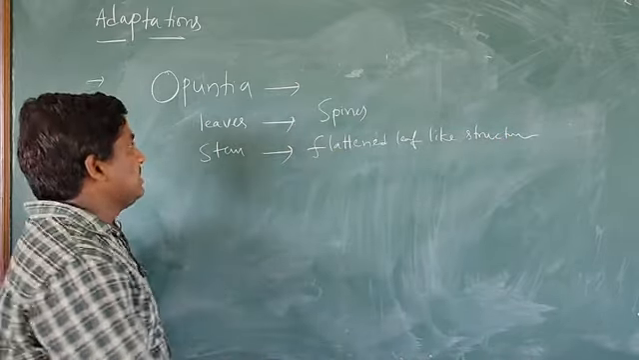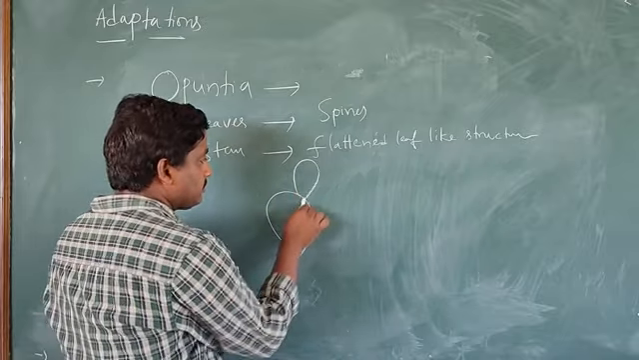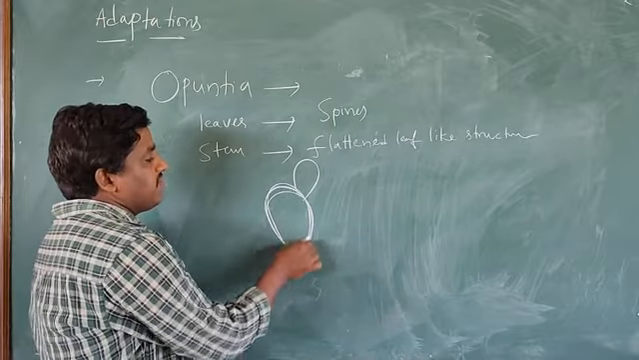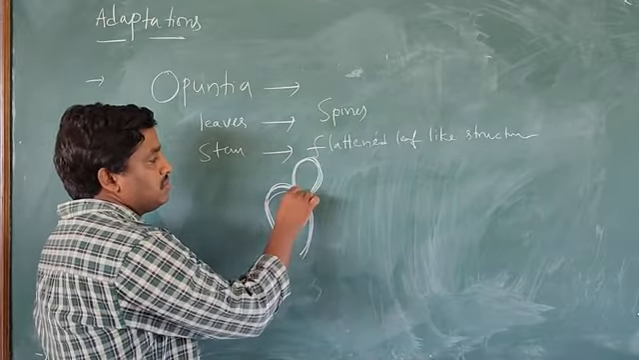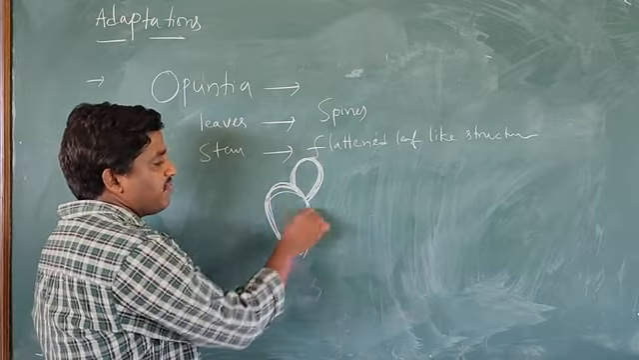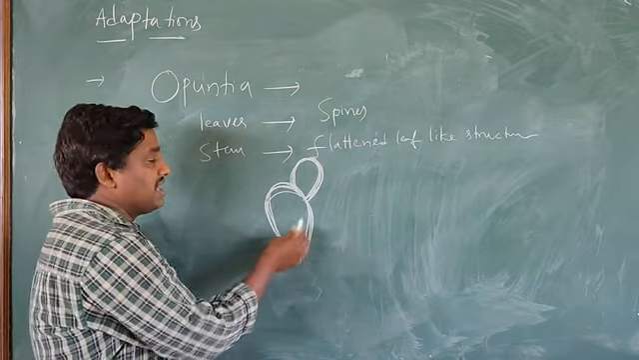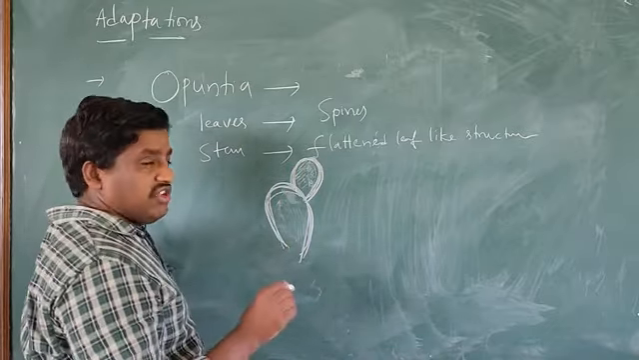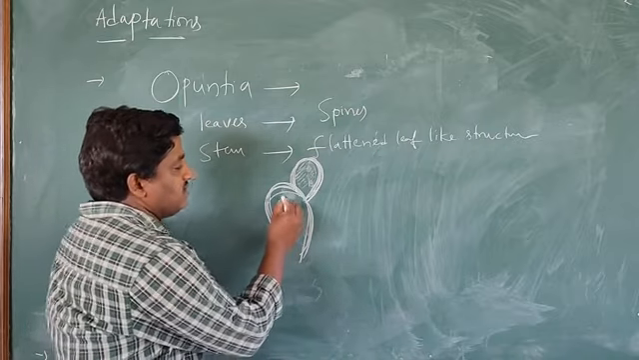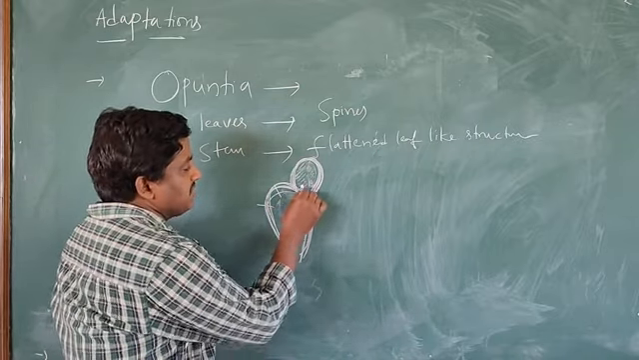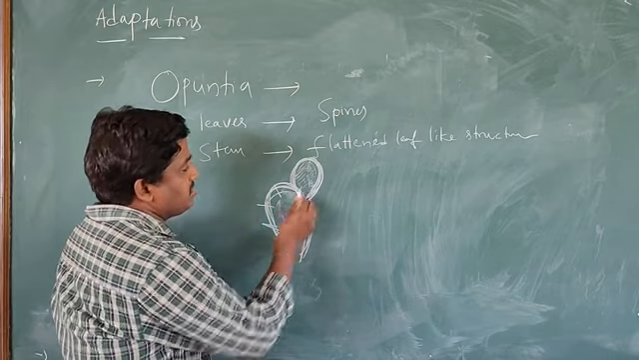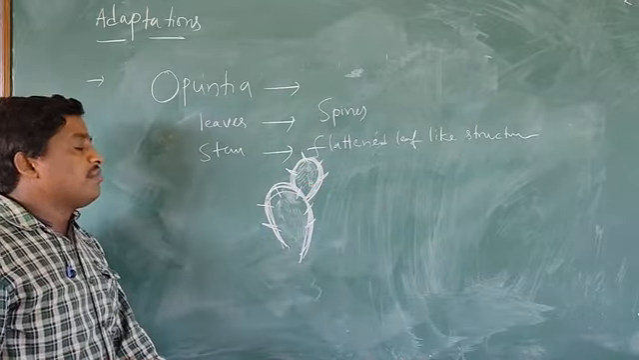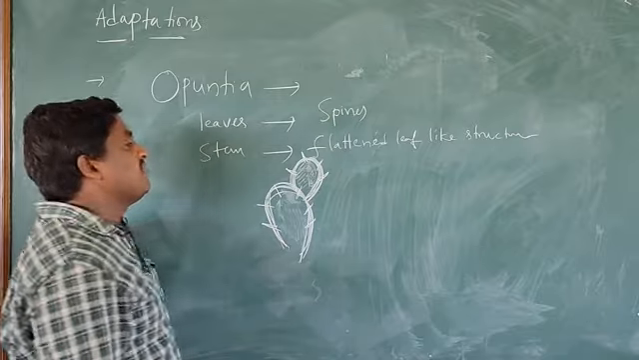See, here is the Opuntia. In the Opuntia plant, this is the stem part. The stem is modified to form flattened leaf-like structures. This flattened leaf-like structure can perform photosynthesis. Greenish color is present like this. And the leaves present on the stem are modified to form spines. The spines are used for protection from animals. Okay, so these are some of the special adaptations.